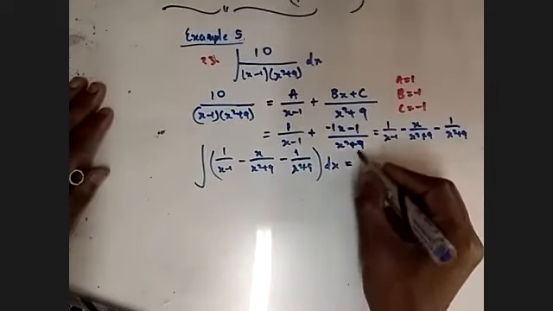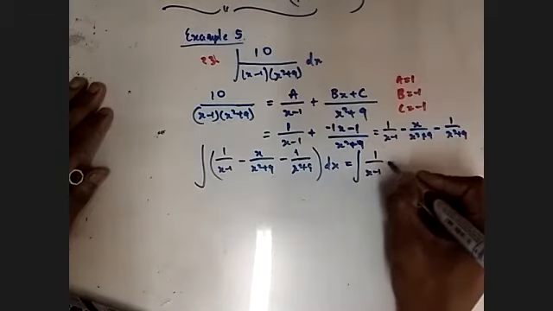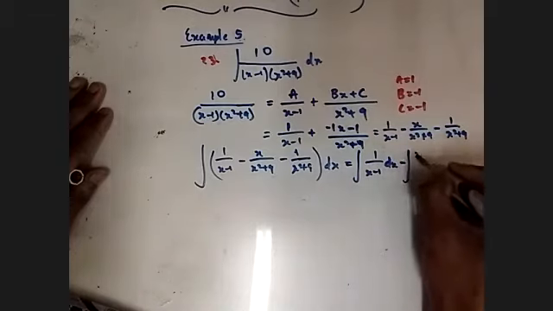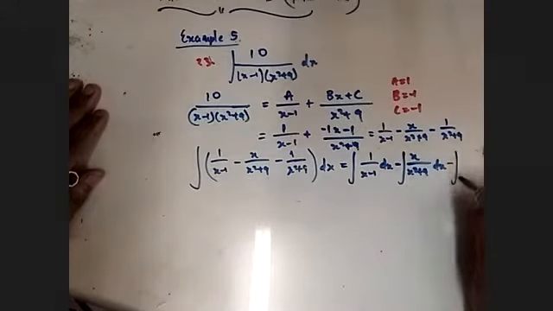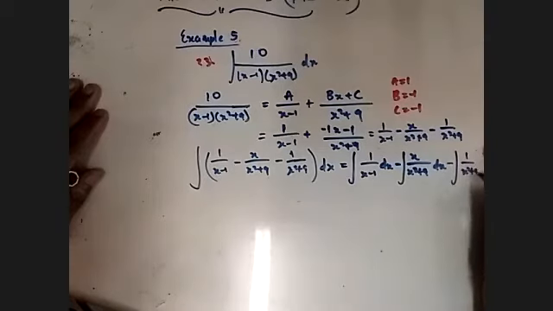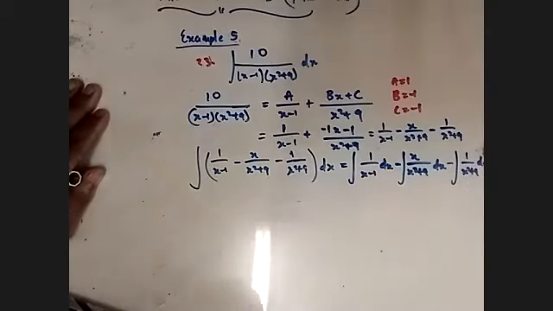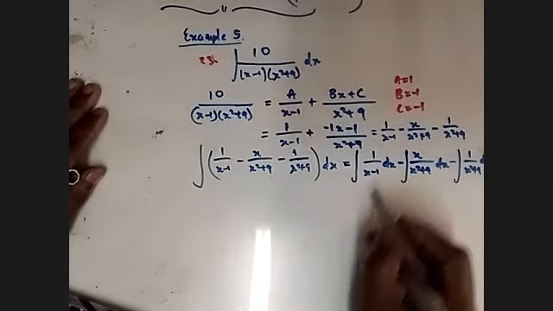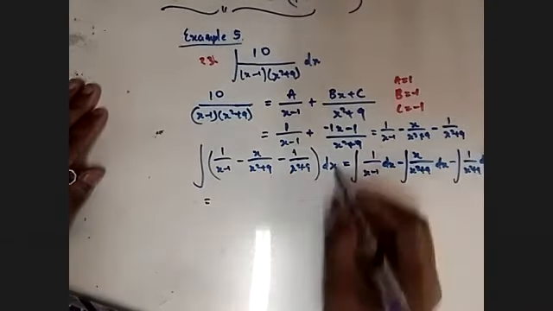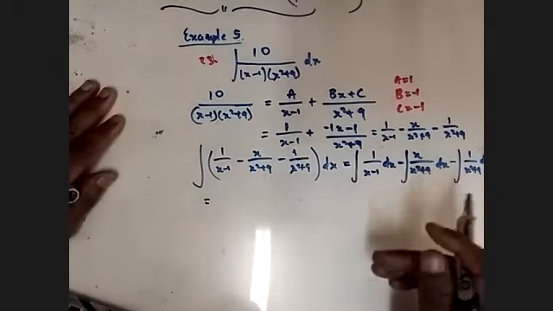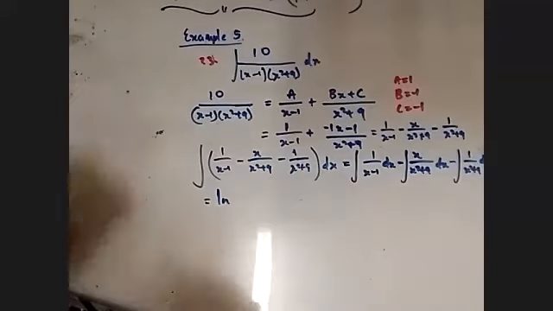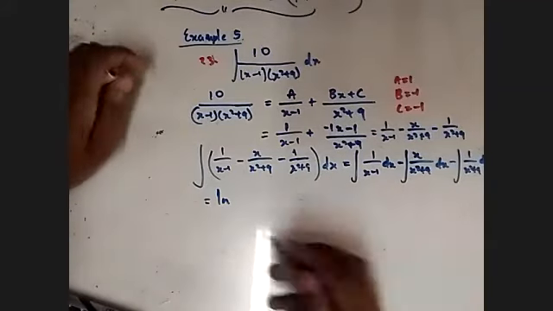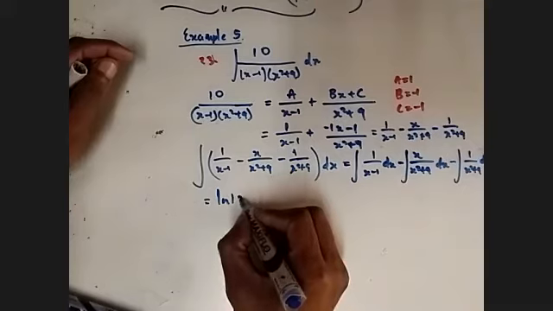So we have the integral of 1 over x minus 1 dx, minus the integral of x over x squared plus 9 dx, minus the integral of 1 over x squared plus 9 dx. We're going to have all of those things. In the first part, we are just going to have ln of the absolute value of x minus 1.